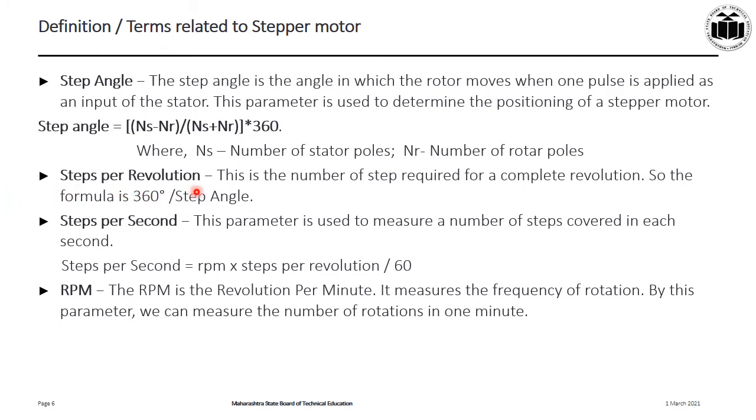Steps per revolution. These are the number of steps required to complete one revolution. So formula is simple, it is 360 degree upon step angle. Steps per second. This parameter is used to measure a number of steps covered in each second. So steps per second is RPM into steps per revolution by 60. RPM is revolution per minute. It means the frequency of rotation. By this parameter we can measure the number of rotations in 1 minute.